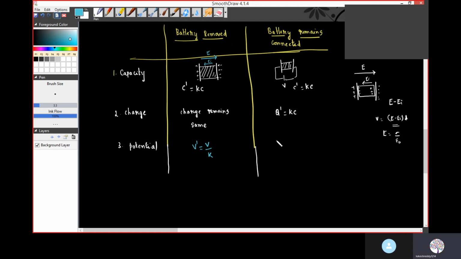Here, as you have connected the battery, the battery maintains a constant potential difference. So V dash is equal to V, constant V, because it provides a constant potential difference. Then what about the electric field?